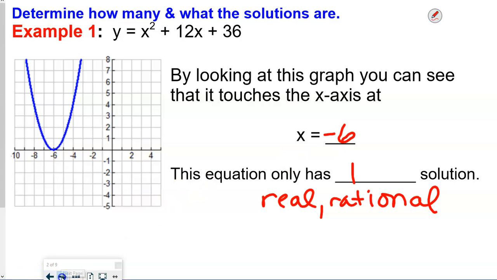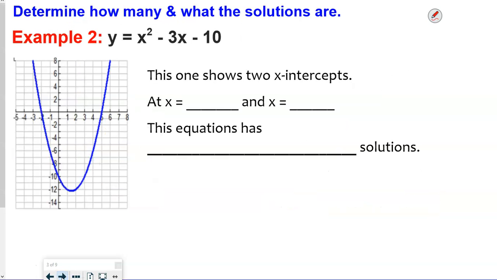So the next graph is example 2, and it says, again, determine how many and what types of solutions. So this one's y is equal to x squared minus 3x minus 10. Again, we'd put this in a calculator. And when we do that, this time we can see that it intercepts the x-axis. This graph intercepts the x-axis at -2 and at 5.